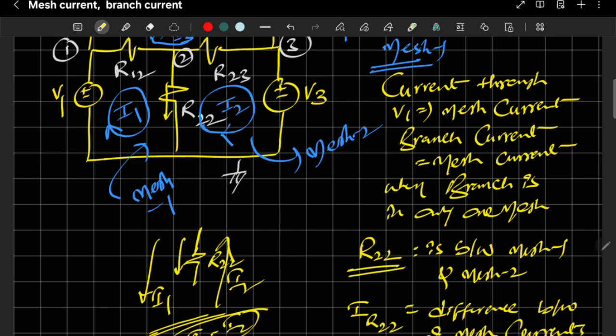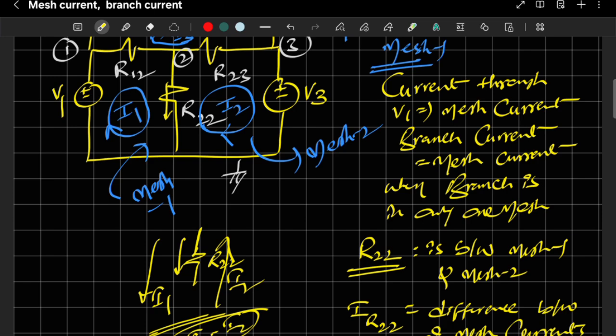Because I1 is going from node 2 to ground, but I2 is going from ground to node 2. So this is exactly opposite to I1. So the difference between the two currents we have to take, that is I1 minus I2. Then you will get the current passing through R22 from node 2 to ground. So what is the conclusion here?